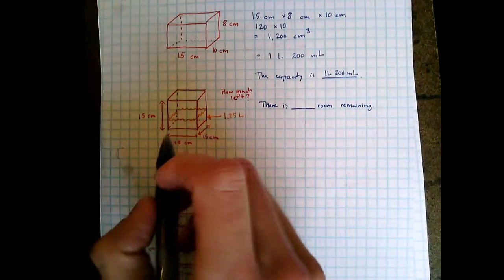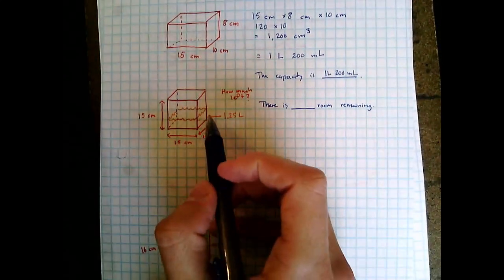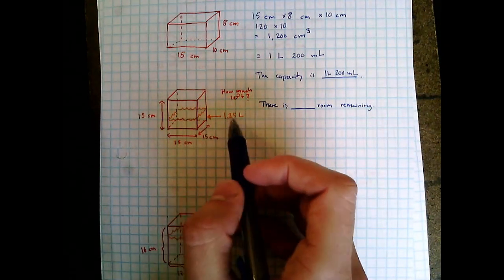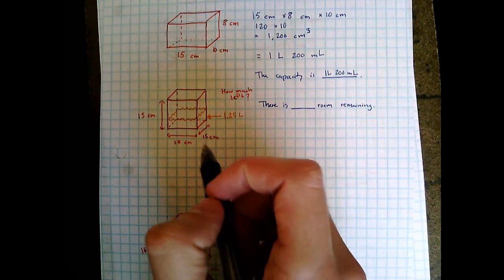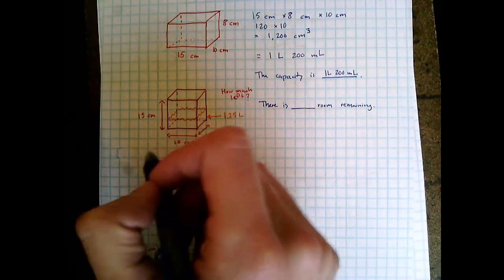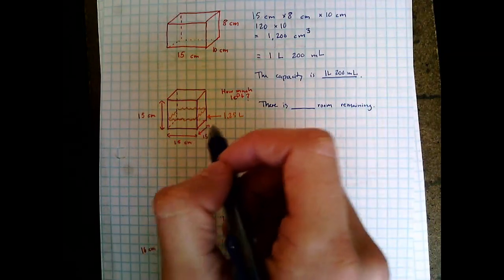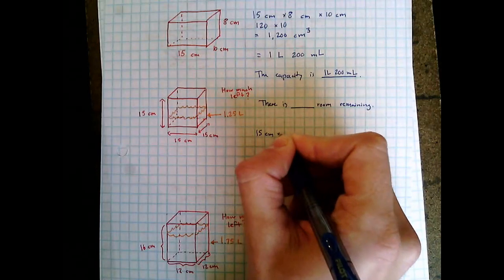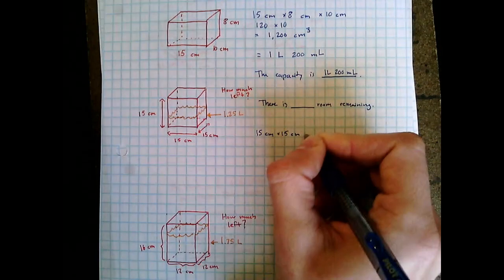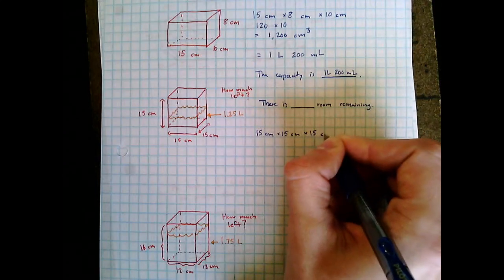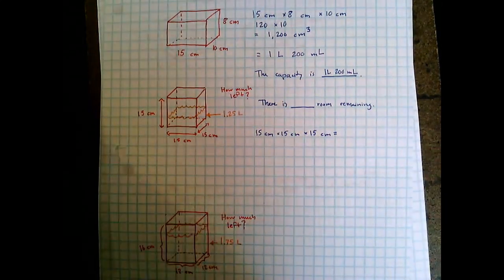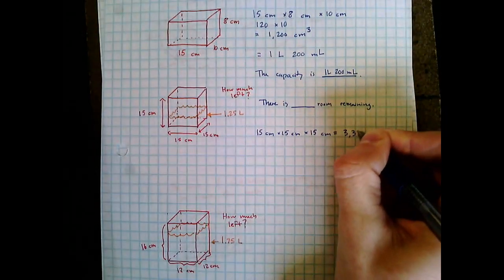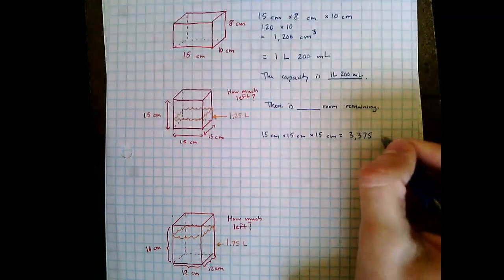Now if they had told us how tall this was, I could actually figure out the volume of the liquid in here. But they already told me it's 1.25 liters. They did give me all the different dimensions of the tank, so I can multiply 15 times 15 times 15 and find the maximum capacity of the entire tank. If it was filled all the way, how much would there be in there? 15 times 15 times 15 is 3,375 centimeters cubed.